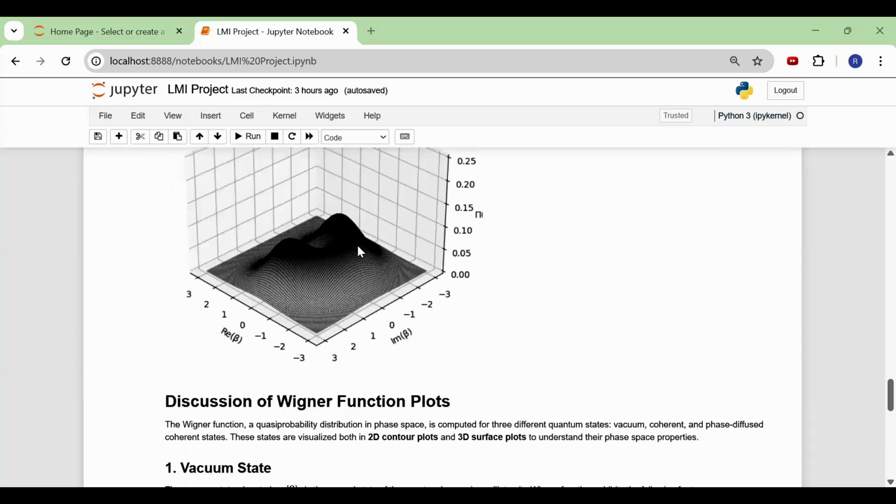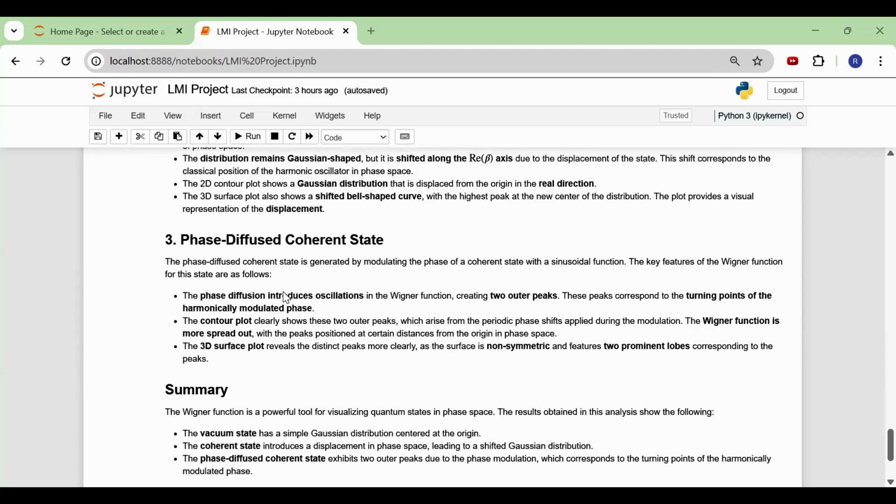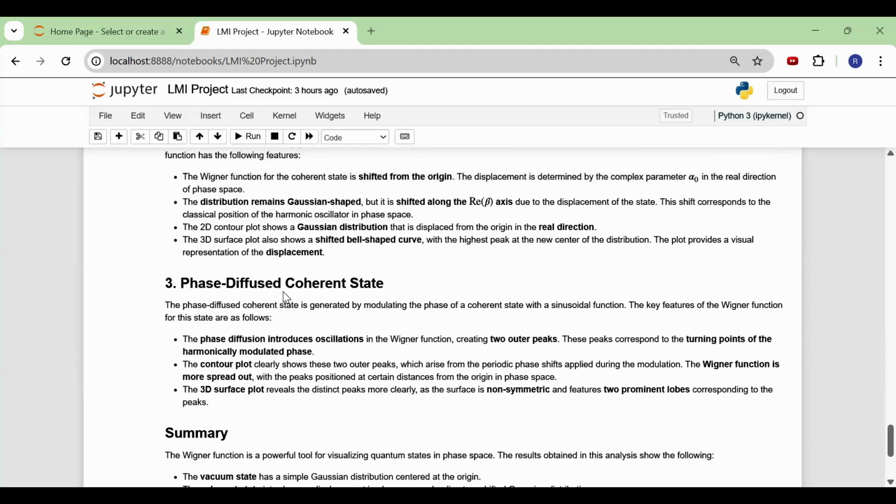Now, come to the phase diffused coherent state. The phase diffusion introduces oscillation in the Wigner function. In the experimental setup, we have EOM2. With the help of the EOM2, we can create a phase diffusion. And in the paper, it is written that our phase diffusion is harmonically modulated. So I also modulated it harmonically, that is, sinusoidally modulated the phase.